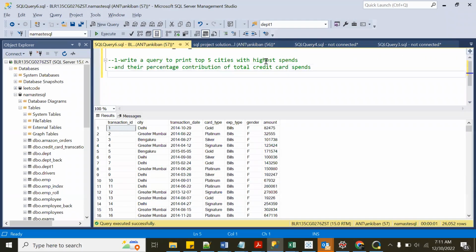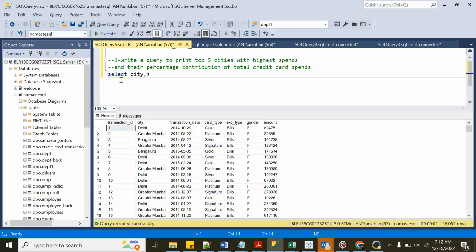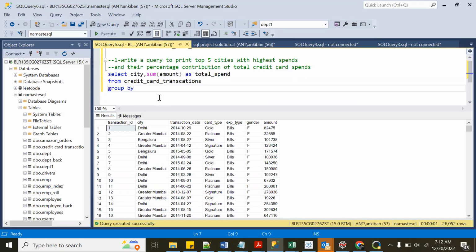Okay, so this is our first question. For this, first of all, we need city-wise total spend, right? So I will say select city, sum of amount as total spend from credit card transactions grouped by city. So this will give me city-wise total spend.